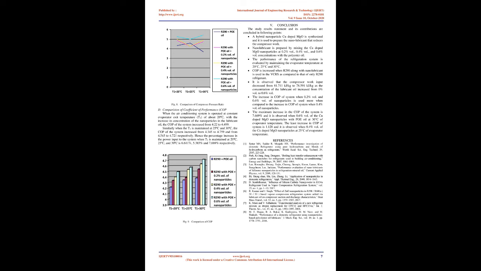The increase in COP of the system when 0.2% vol and 0.6% vol of nanoparticles is used is more when compared to the increase in COP of the system when 0.4% vol of nanoparticles is used. The maximum increase in the COP of the system is 7.669% and it is observed when 0.6% vol of the Cu-doped MgO nanoparticles with PO oil is used at 30°C of evaporator temperature. The least increase in COP of the system is 1.128 and it is observed when 0.4% vol of the Cu-doped MgO nanoparticles is used at 25°C of evaporator temperature.